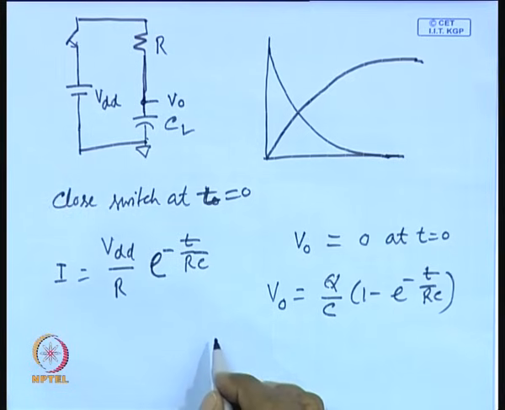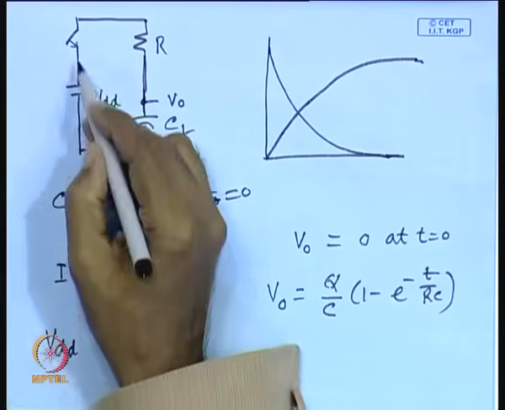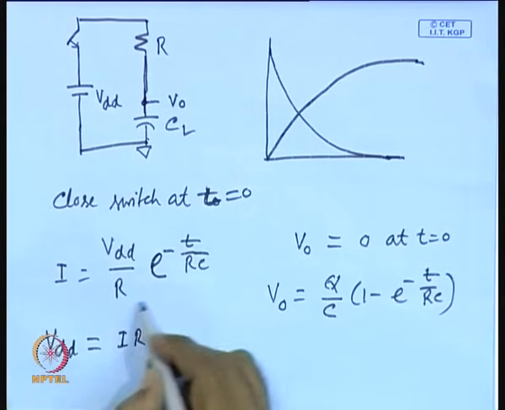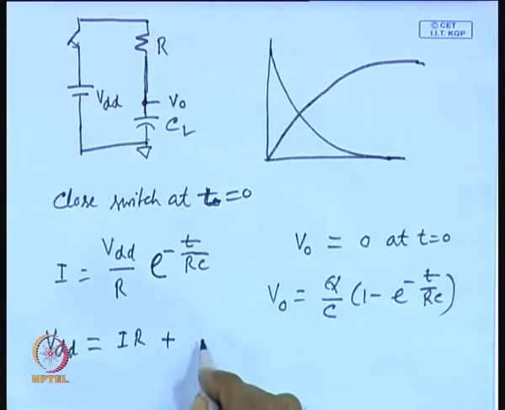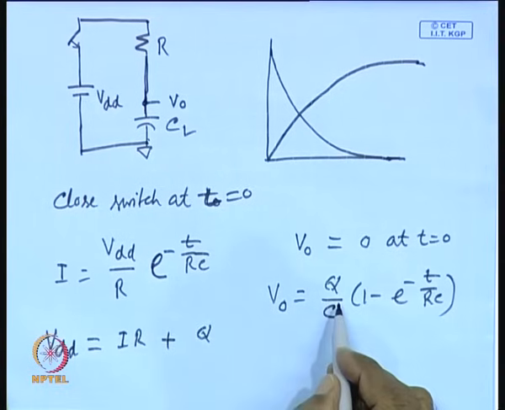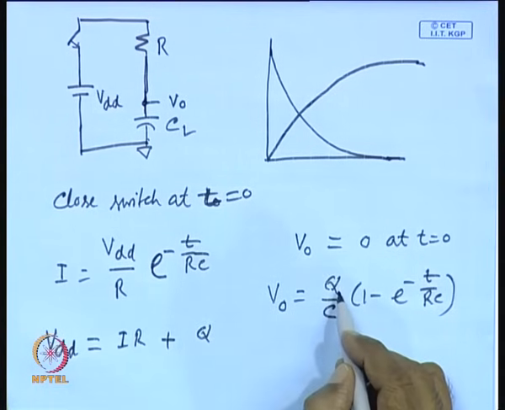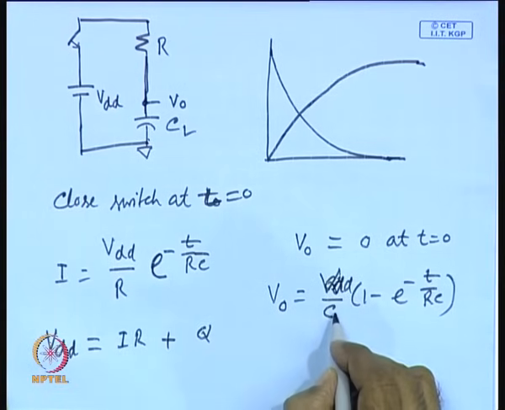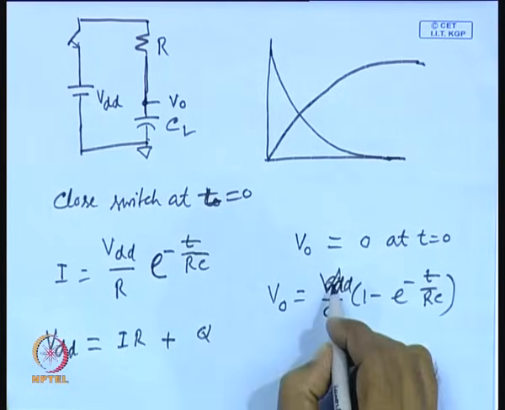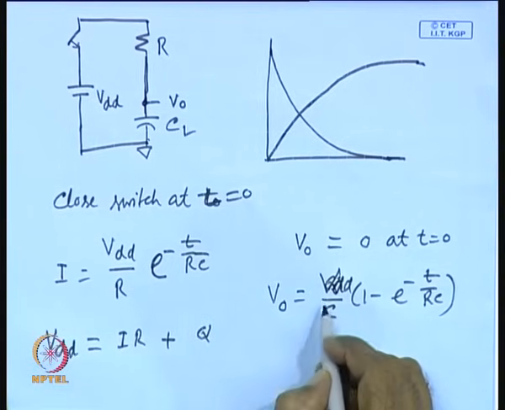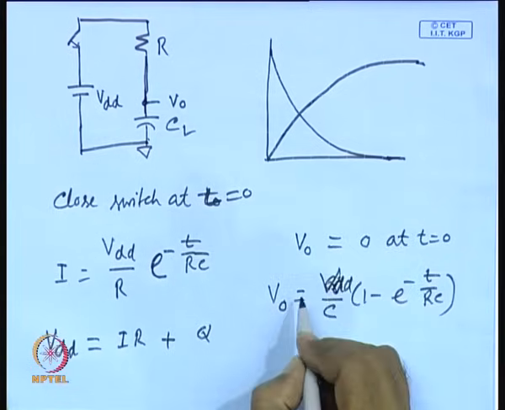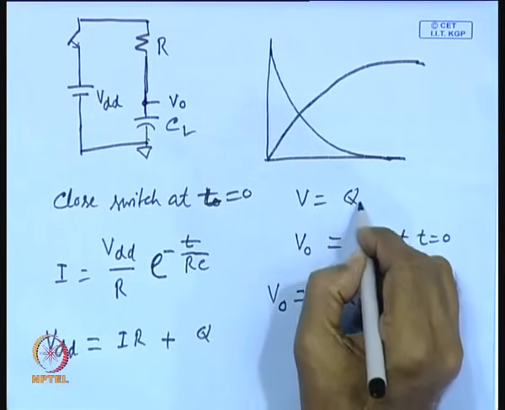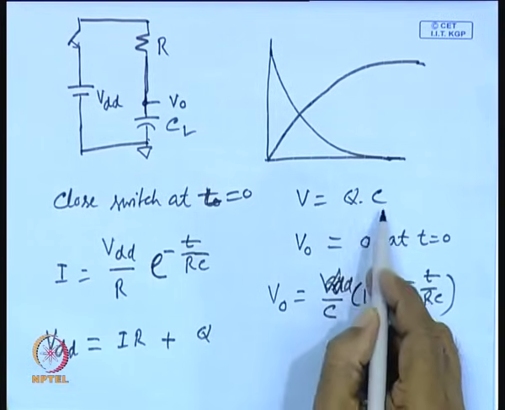So, we find what is happening in this case: VDD, the voltage across it, will be equal to IR, that means the current has to be multiplied with R. So, it will be equal to IR plus Q by C. Sorry, I have written it wrongly: the charge Q by C gives the voltage V.